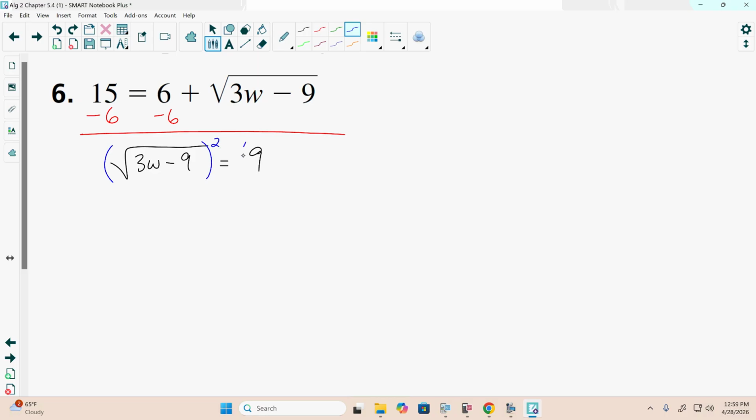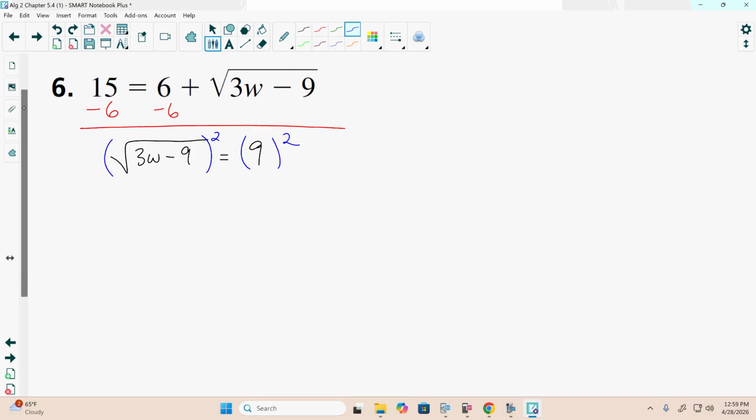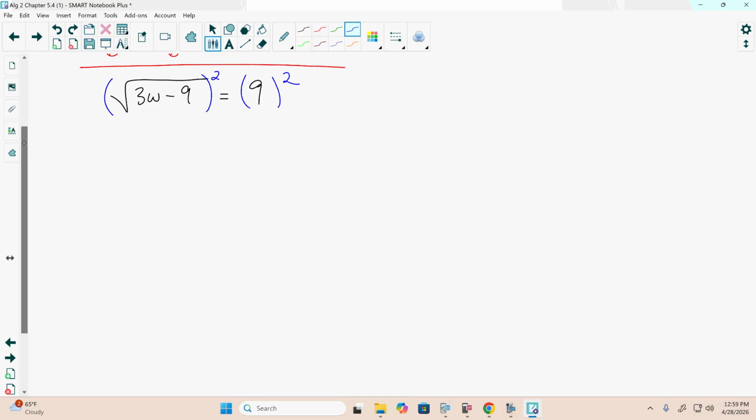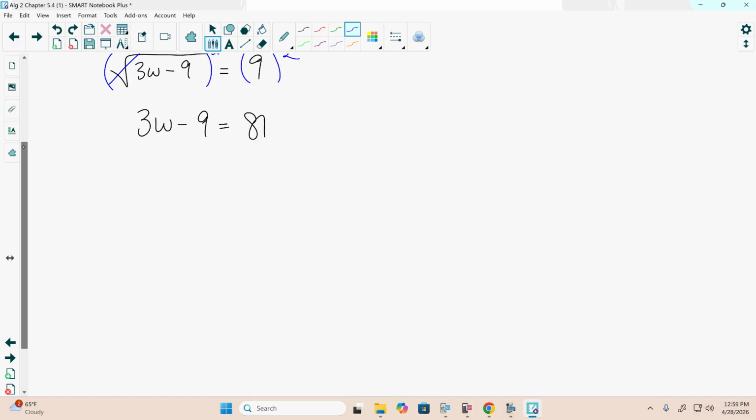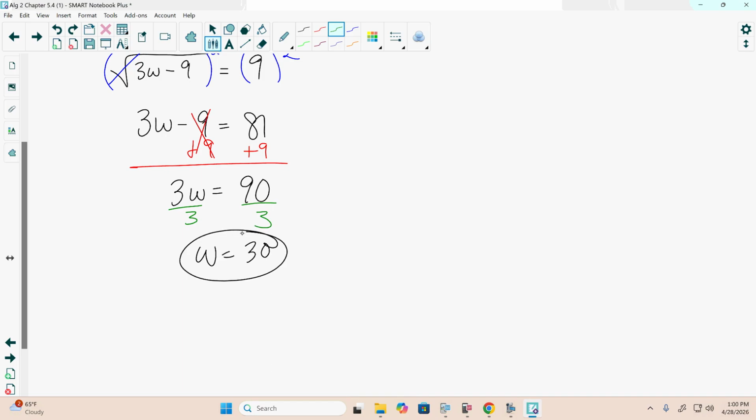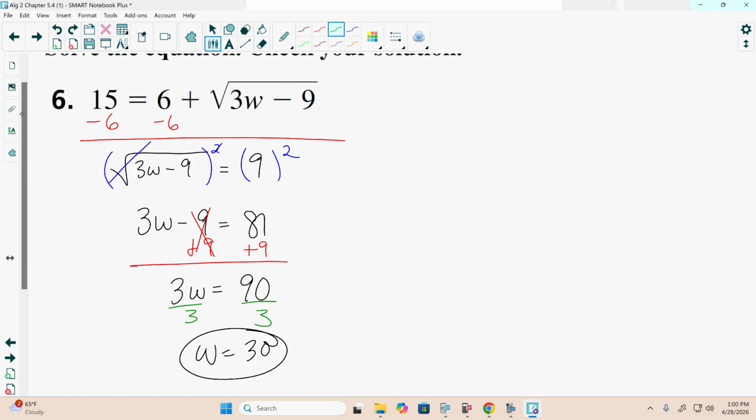Any other steps we need to do to get the radical by itself? So we're going to put both sides to the nth power, and that power is 2. Because the square root and square would cancel, telling me 3w minus 9 is equal to 81. Add 9 to both sides, telling me 3w is equal to 90. w is 30. Questions on this here?